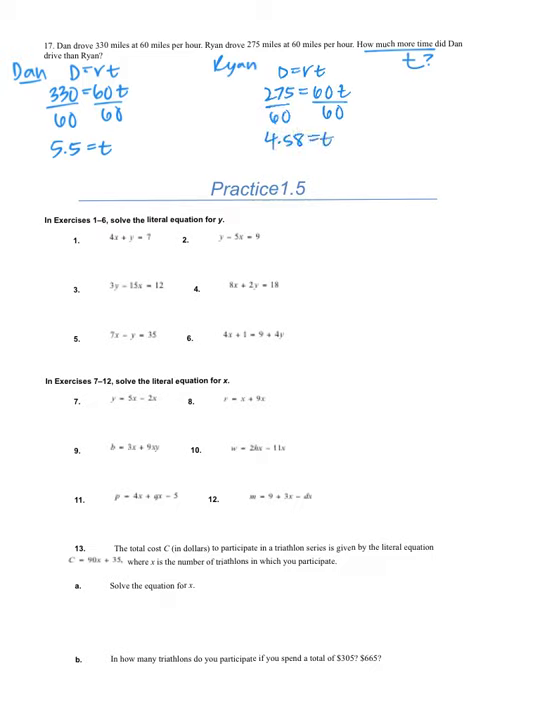So if I look between these two times, I can get the difference. They want to know how much more Dan drove than Ryan, so I'm going to do Dan minus Ryan, which might be more clear. So 5.5 minus 4.58 will give me the difference, which is 0.92. If you wanted to wrap it up, you could just say Dan drove 0.92 hours more than Ryan. Or if you wanted to be fancy, you could turn it into minutes, but I'm not going to do that right now. And then below this, you have some more practice.